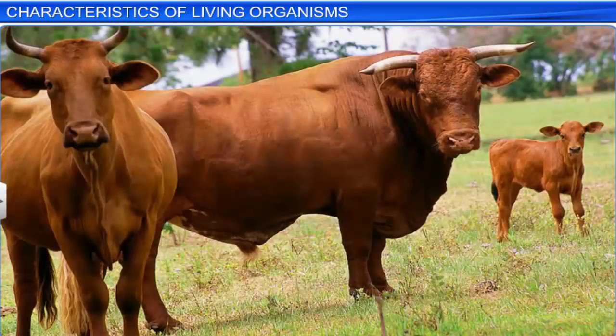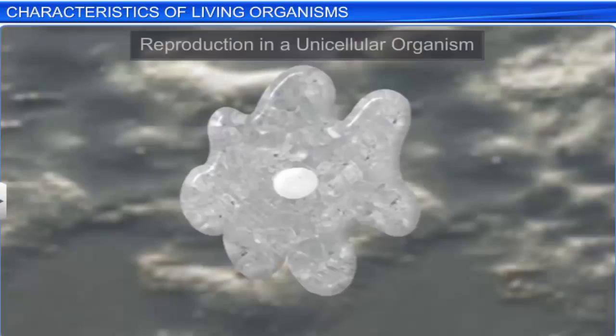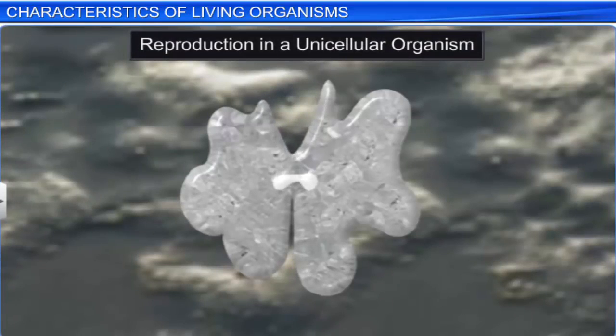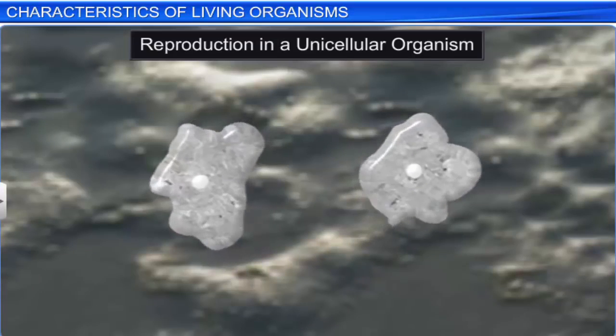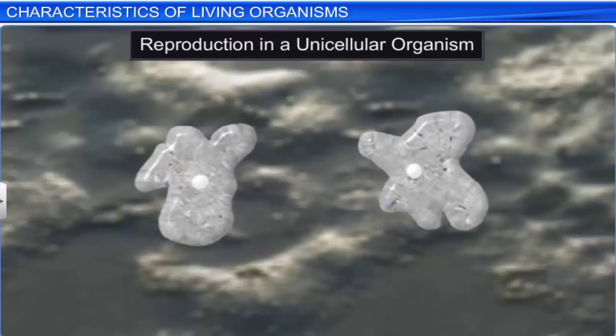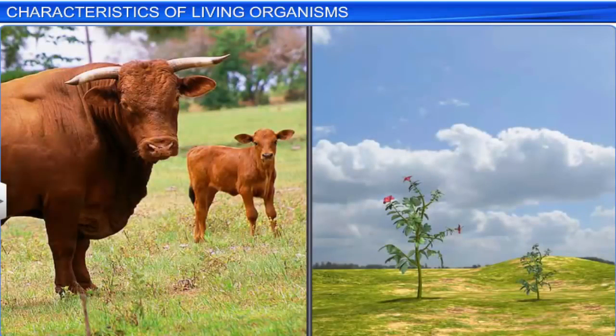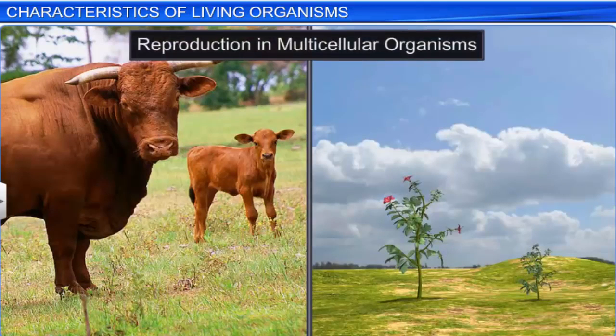Reproduction is another important characteristic of living organisms. In unicellular organisms, reproduction and growth are synonymous, as both lead to an increase in the number of cells. This is not the case with multicellular organisms, where reproduction leads to the creation of an offspring. These organisms reproduce either sexually or asexually.